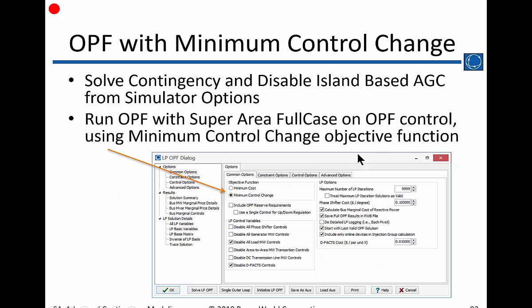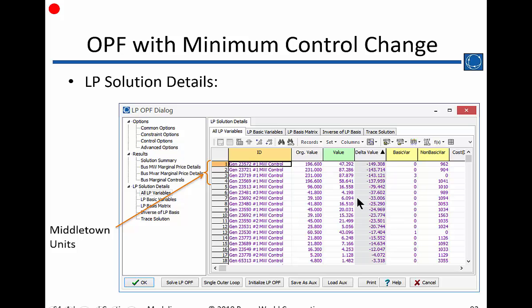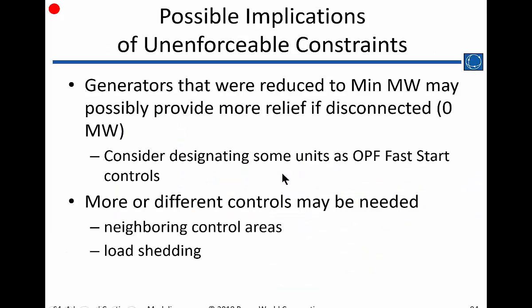Here's the optimal power flow with minimum control change objective function. If you look at the results, we've got a whole other training section that shows you how to use the optimal power flow. But you can look at the table results and see which generators are moved up or down by the OPF, and then those might be good candidates to put in a gen drop injection group.